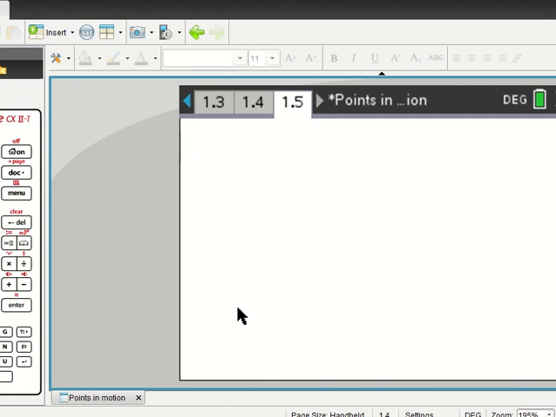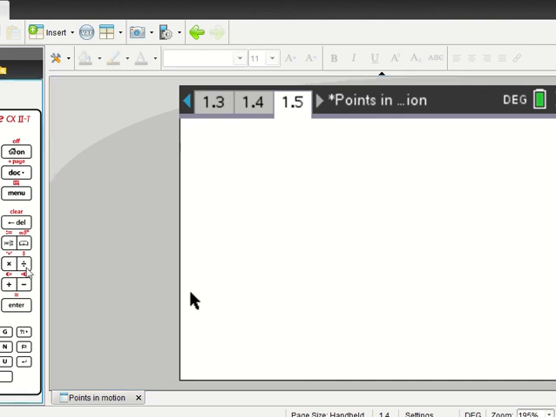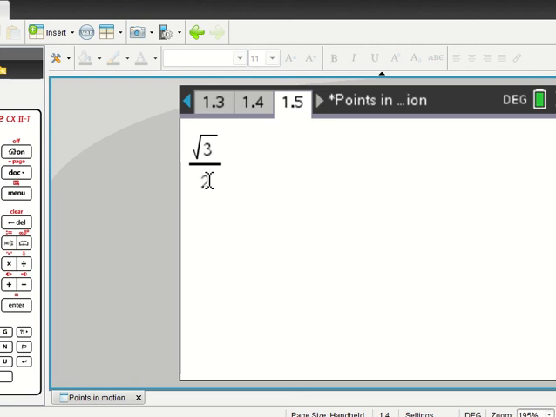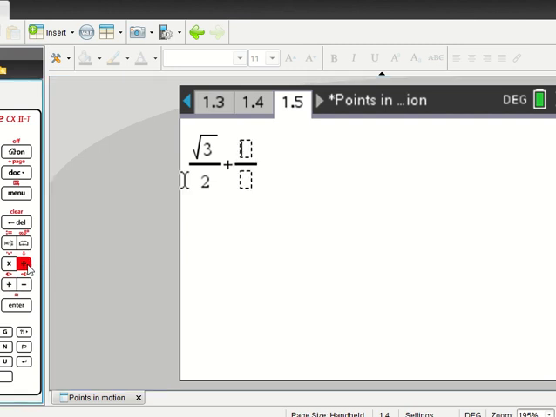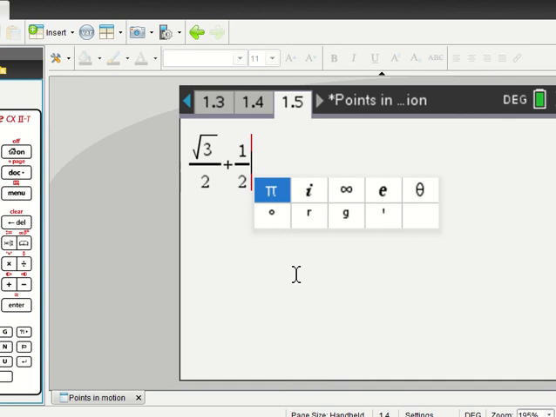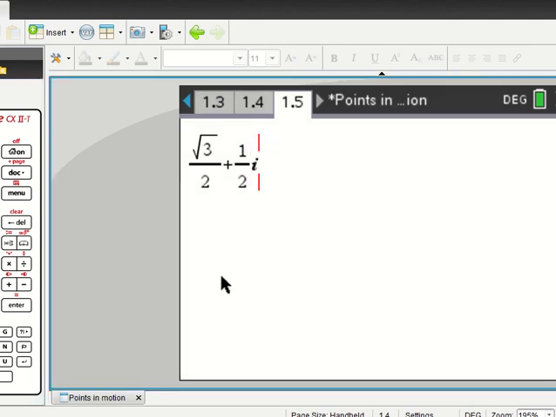Now, I know that 30 degrees on the unit circle is the point radical 3 over 2 plus 1/2 i. So I'm going to do control divide. Radical 3 over 2. Get out from under the fraction. Plus, control divide again, 1/2. And here we need the i. This is important. If we're going around the unit circle, this is an imaginary number. If I don't have i's in here, nothing's going to work.